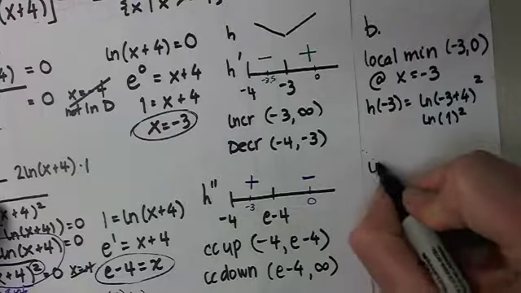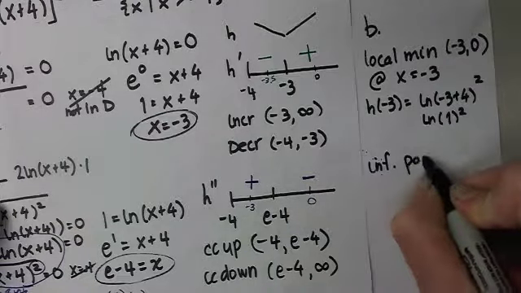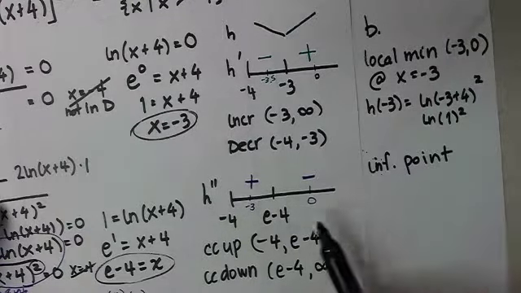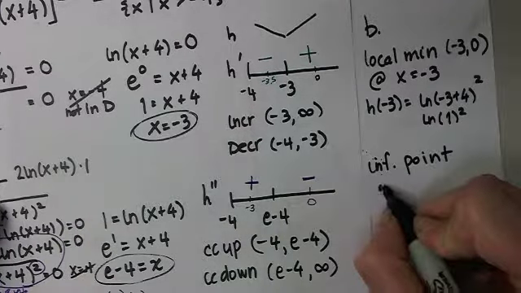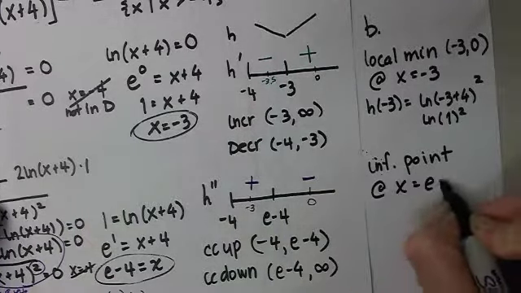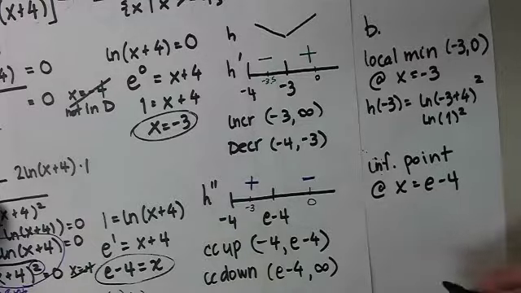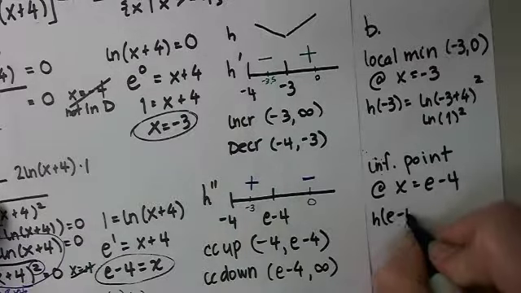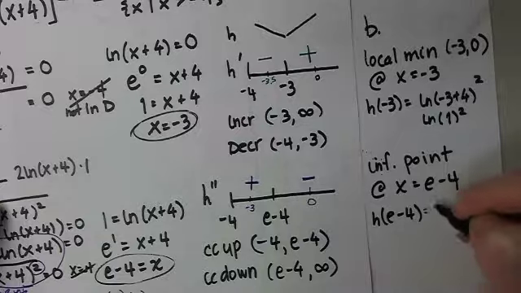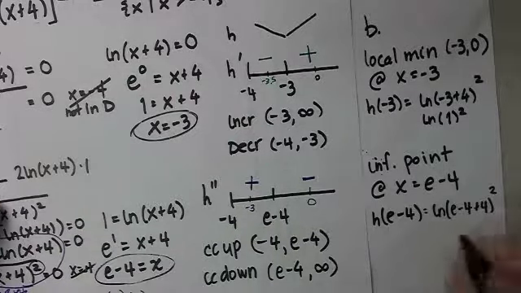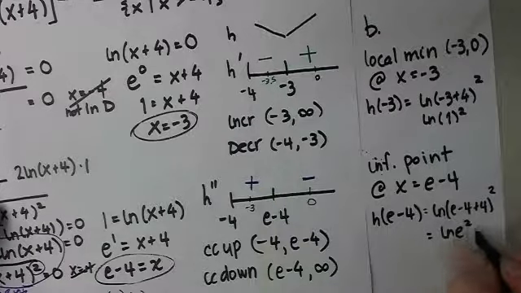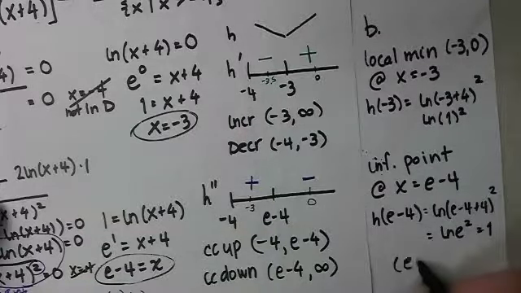And then inflection points. We do have a place in the domain where we change concavity. So the inflection point is at e minus 4. When we plug that into the function, we get ln of e minus 4 plus 4 squared, which is ln of e squared. ln of e is 1, so that's just 1. So our inflection point is at e minus 4, 1.